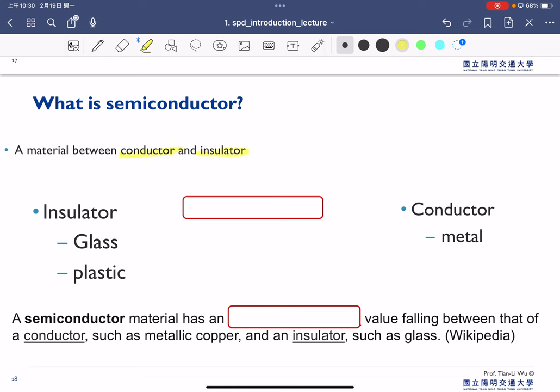It's already implied in the name. The semiconductor is a material that has a kind of conductor characteristic, but it's actually in between the conductor and the insulator. The insulator, I think everyone should know, is something like glass or plastic, and the main characteristic of an insulator is that it has a very low conductivity.